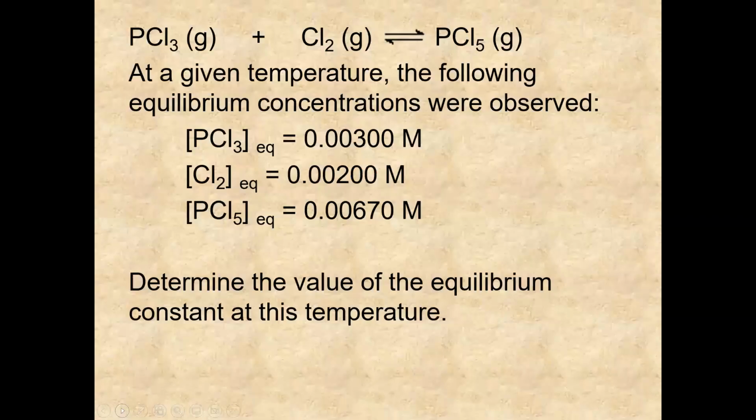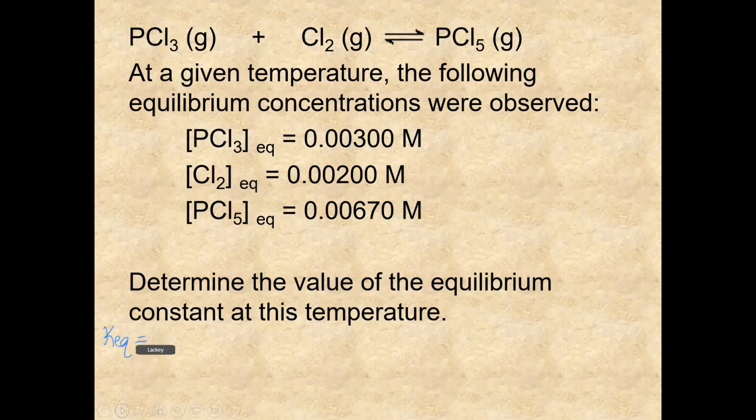So let's look at this one. Here it gives us the reaction of PCl3 gas and chlorine gas producing PCl5 gas. It says at a given temperature, the following equilibrium concentrations are observed. So this is saying we are at equilibrium. It wants us to determine the value of the equilibrium constant at this temperature. So since we're at equilibrium, we are solving for Keq.